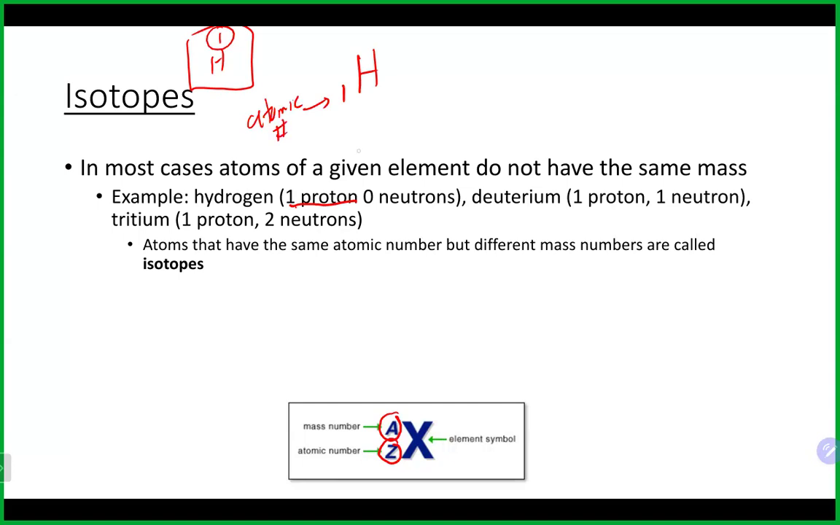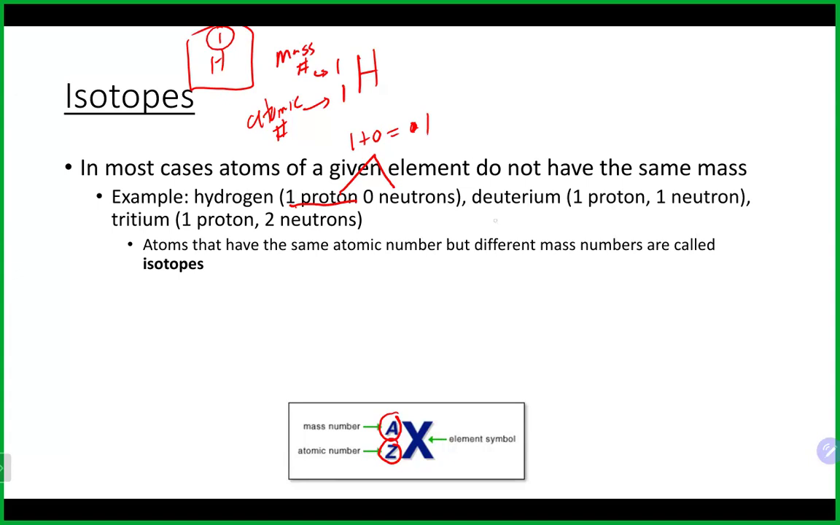Now, our mass number is the number of protons and neutrons. So in this case, 1 plus 0 is 1. And we'll put that up on top. That would be our mass number here. If you take the top number minus the bottom number on the left, that will give you the number of neutrons. So 1 minus 1 is 0 neutrons in this case. So that is how you can get the number of neutrons.